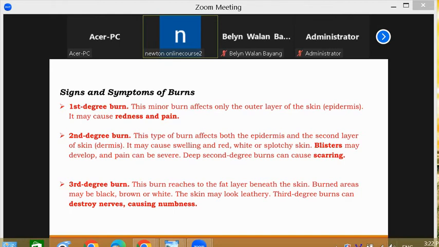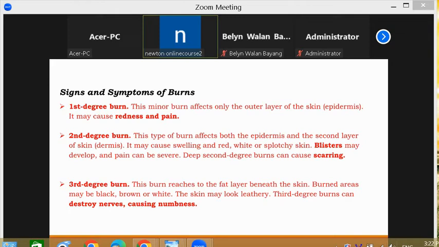Okay, so a third degree burn always destroys all the nerves, skin tissues, whatever is there, all are destroyed with the third degree burn. And also the third degree burn is causing numbness. So if you are touching that area, the patient didn't feel anything. So that is a third degree burn.